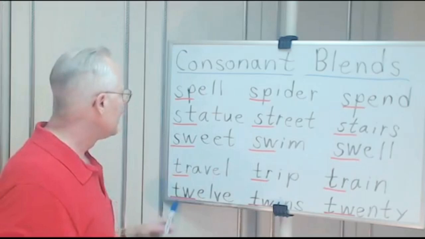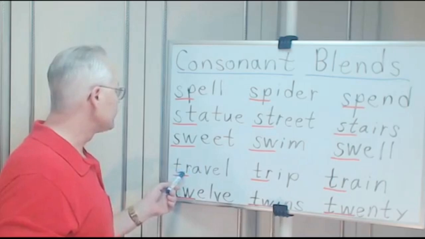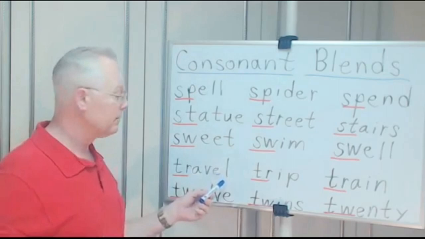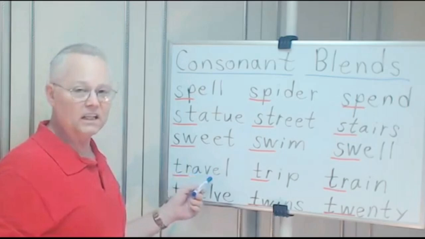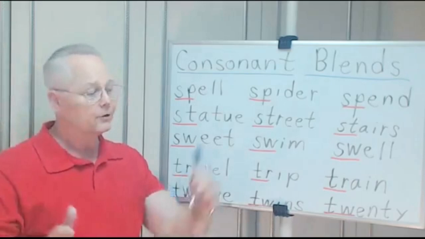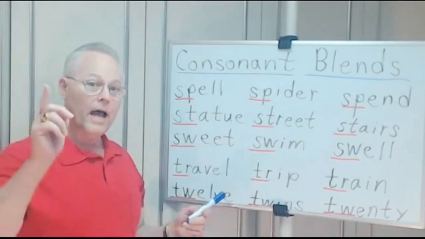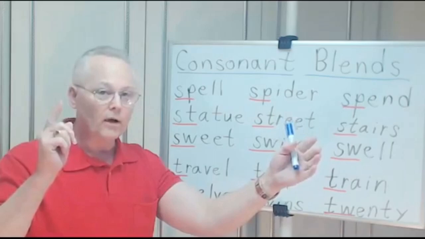T-R, tr, a, vel, E-L, sounds like L. The V sound, vel, travel, travel. It comes out sounding like travel. You go from one place to another, you travel to get there. Or perhaps you take a trip and you go from wherever you are now to someplace else.